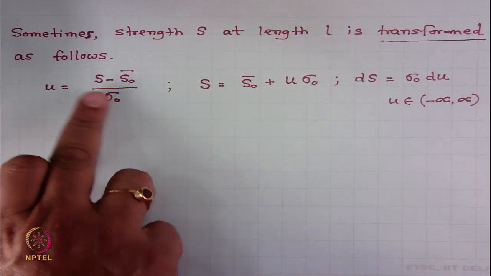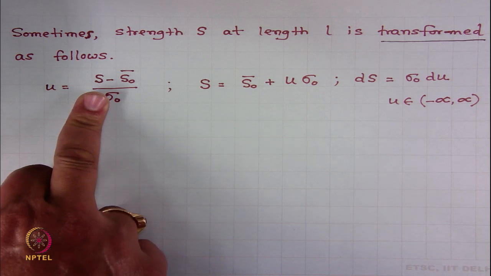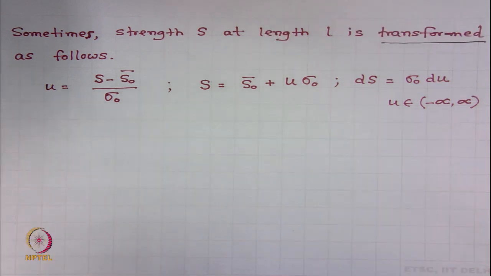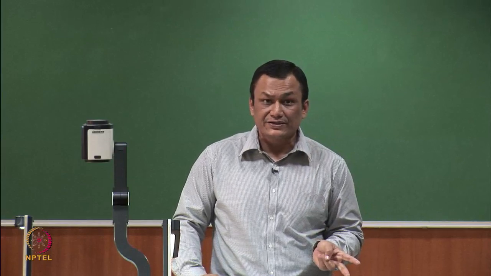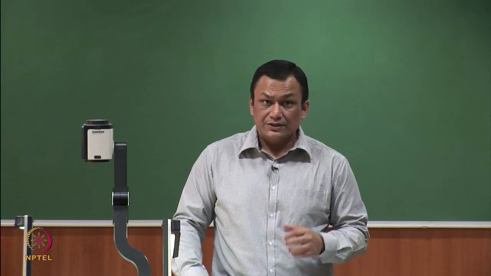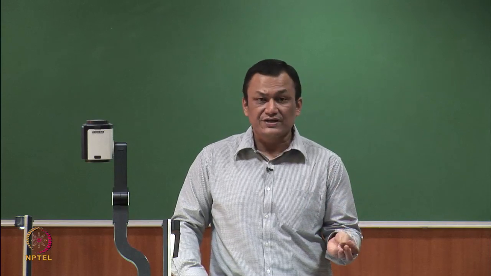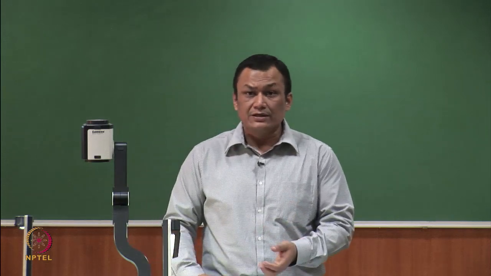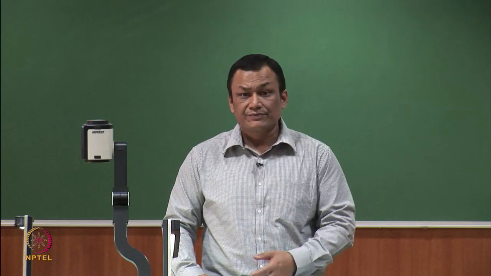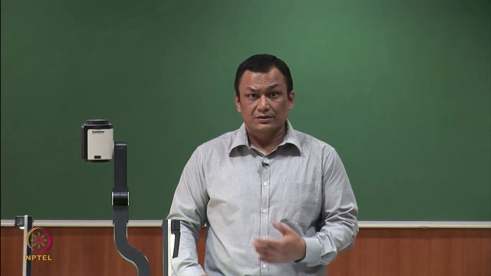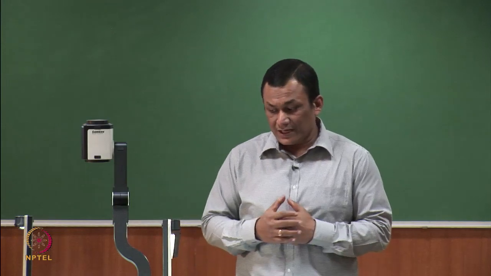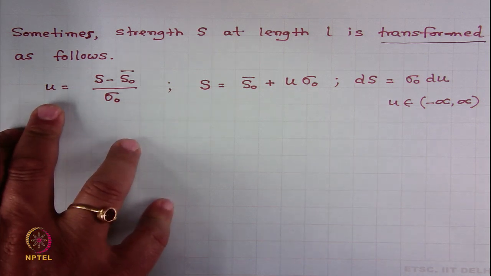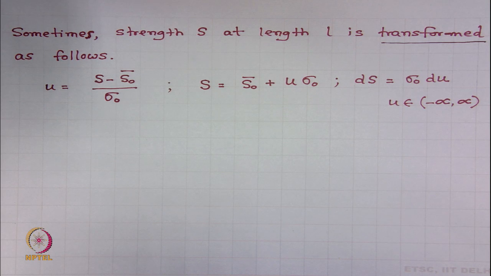Now, as capital S, strength at longer gauge length, is a random variable, U is also a random variable. Any random variable is characterized by its probability characteristics and statistical characteristics. The probability characteristics include the probability density function and distribution function. The statistical characteristics include mean, standard deviation, variance, skewness, kurtosis. Basically, they are the moments. So, we will now establish the probability characteristics and statistical characteristics of U. First, we will start with the probability characteristics of U.